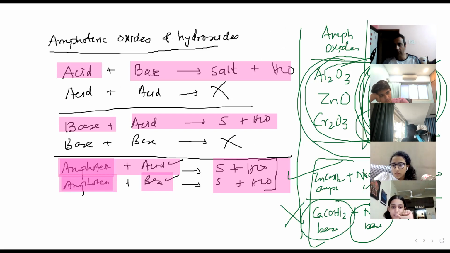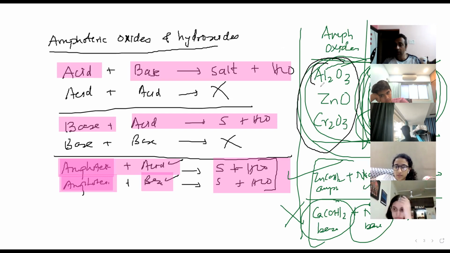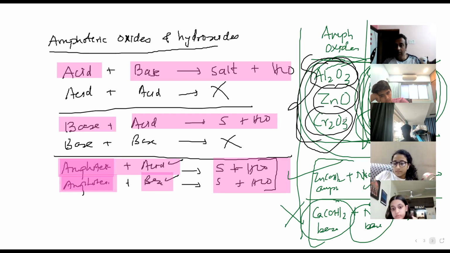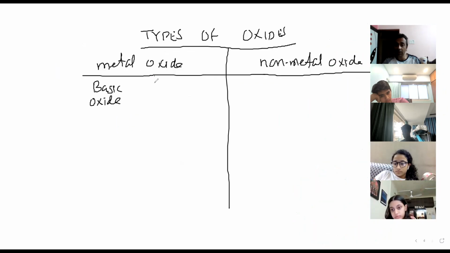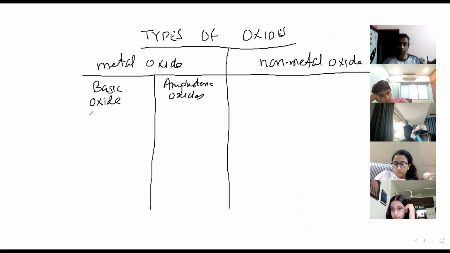No. They can be amphoteric. There are certain metal oxides that are not basic. Aluminum is a metal, zinc is a metal, chromium is a metal, but these metal oxides are not basic. Metal oxides can be amphoteric oxides also.